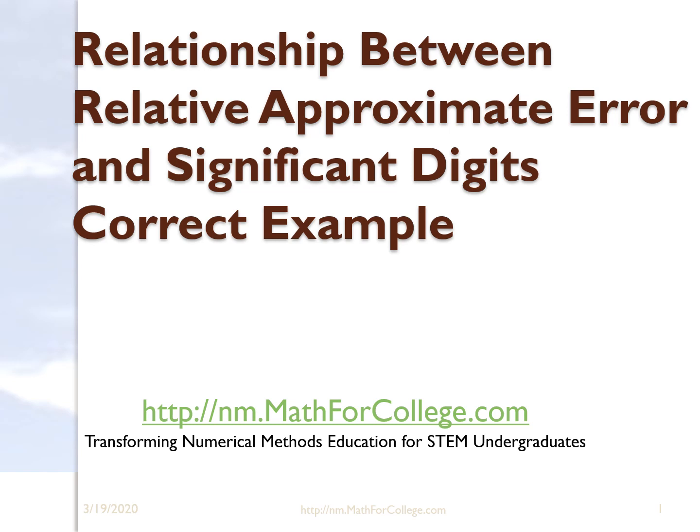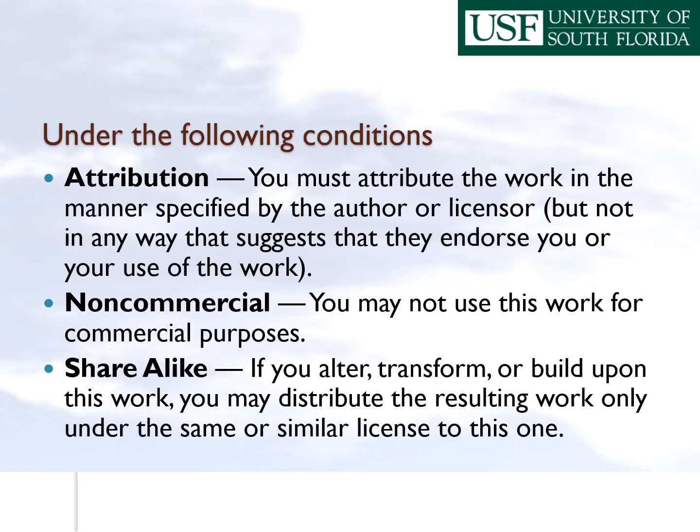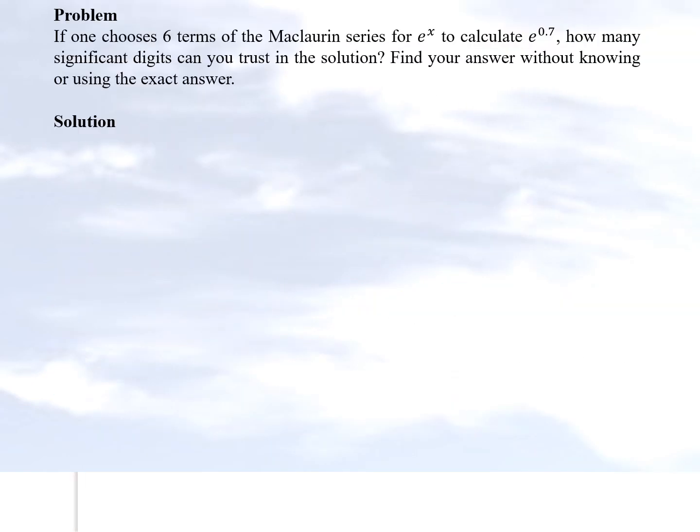In this segment, we will talk about an example where we want to be able to see that if we know what the absolute relative approximate error is, can we figure out how many significant digits are at least correct in my answer. So here is the example which is given to us, which we are asked to solve.